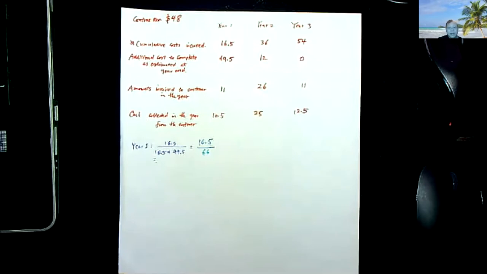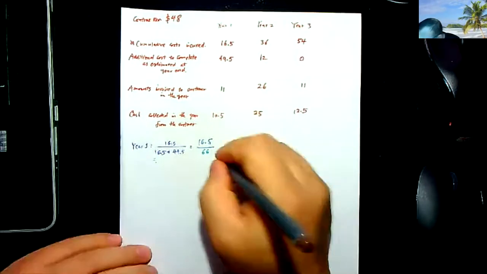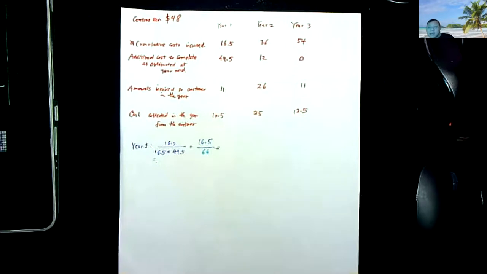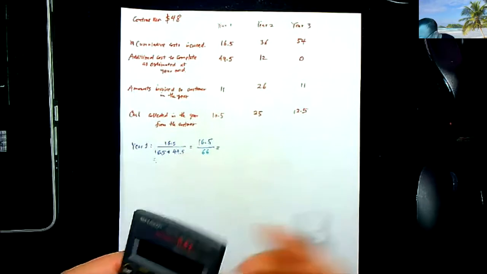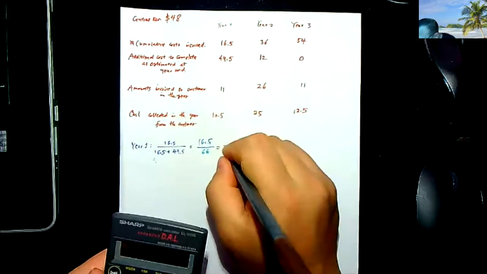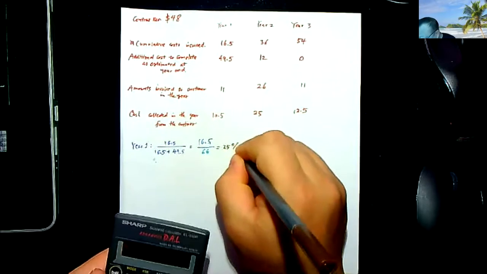So what is this percentage? I didn't get my calculator. Okay, so 16.5 divided by 66. That is 25%.